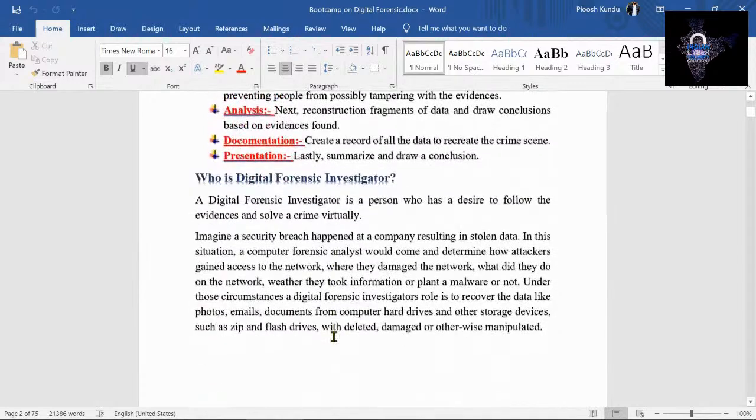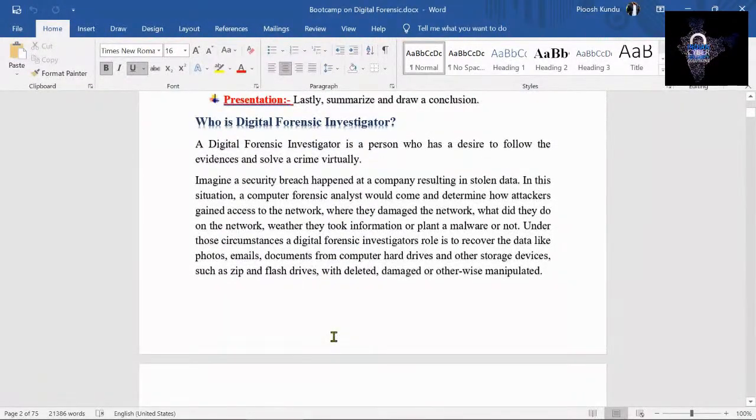Now, in digital forensics, who is known as a digital forensic investigator? A digital forensic investigator is a person who has a desire to follow the evidence and solve crimes virtually. Imagine a security breach has happened at a company, resulting in stolen data. In this situation, the computer forensic analyst would come in and determine how the attackers gained access to the network, where they damaged the network, and what they did on the network.